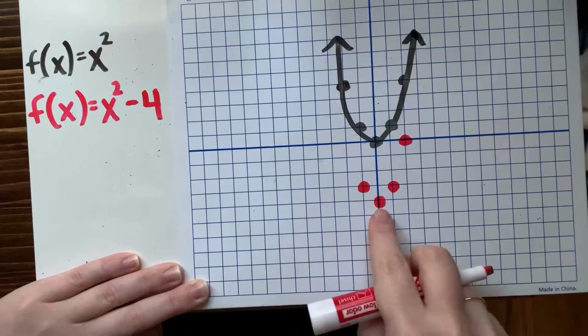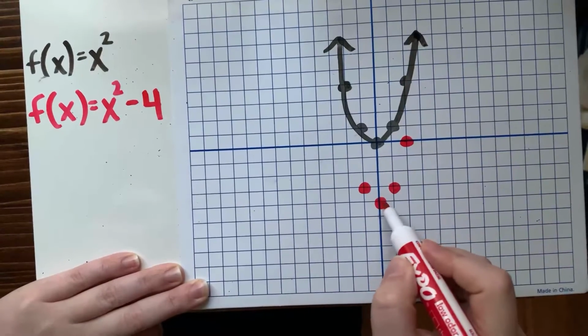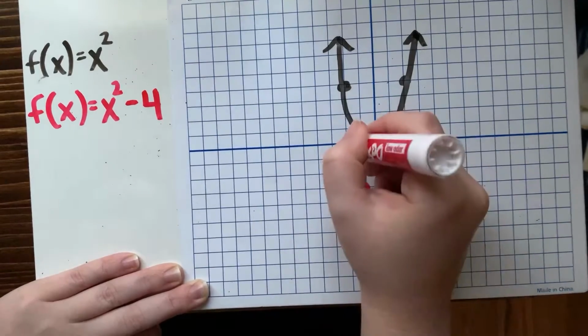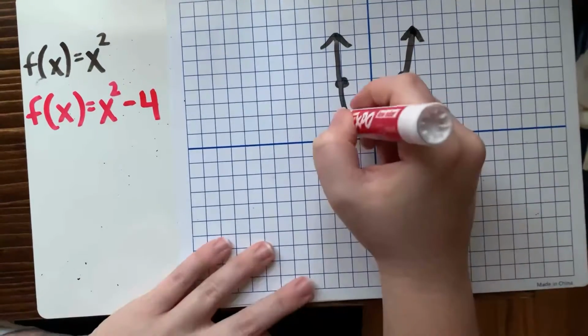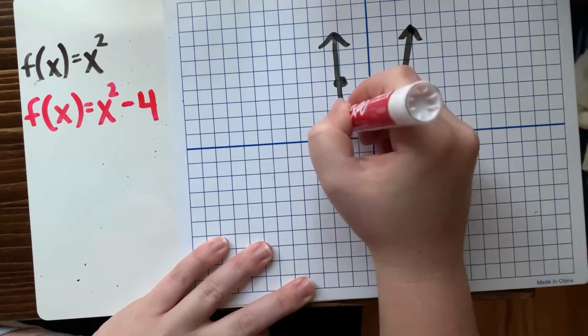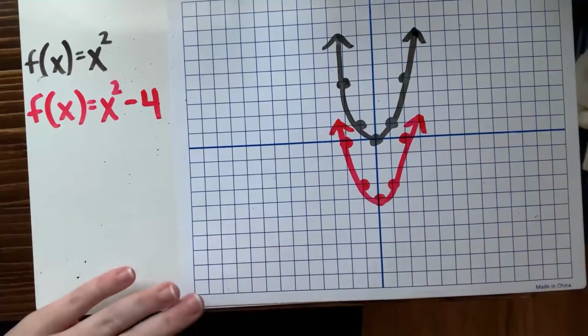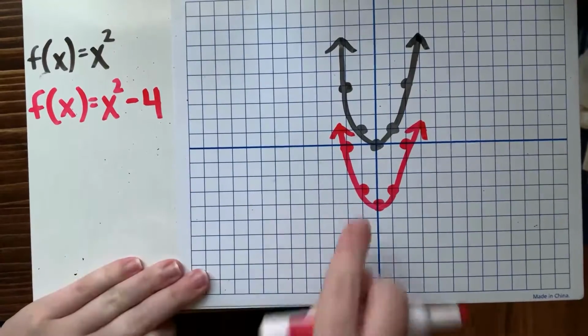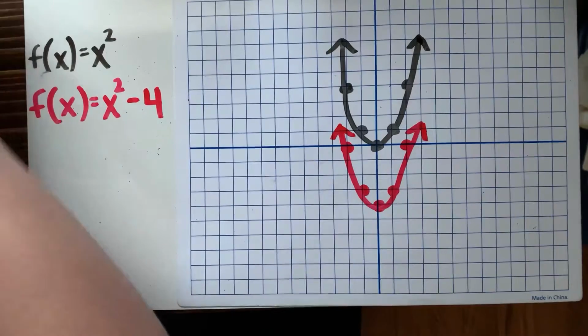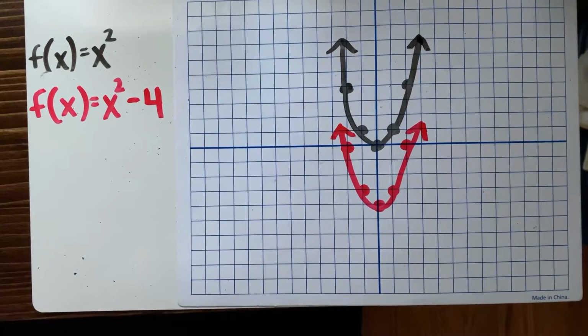So starting from here, this point should be over 2 and up 4 from this. So now if we connect these, we see another child graph. Okay, that was moving the k value in our function.